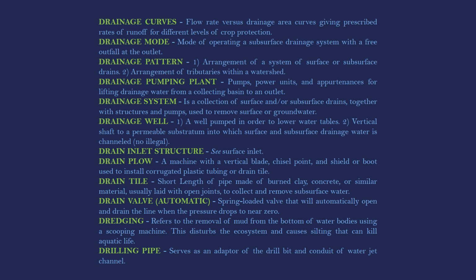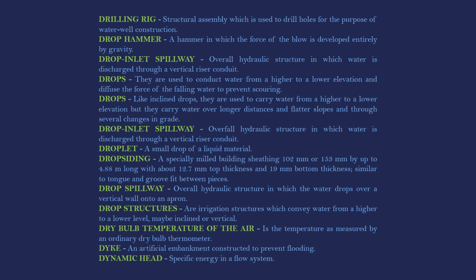Dredging. Refers to the removal of mud from the bottom of water bodies using a scooping machine. This disturbs the ecosystem and causes silting that can kill aquatic life. Drilling pipe. Serves as an adapter of the drill bit and conduit of water jet channel. Drilling rig. Structural assembly which is used to drill holes for the purpose of water well construction. Drop hammer. A hammer in which the force of the blow is developed entirely by gravity.